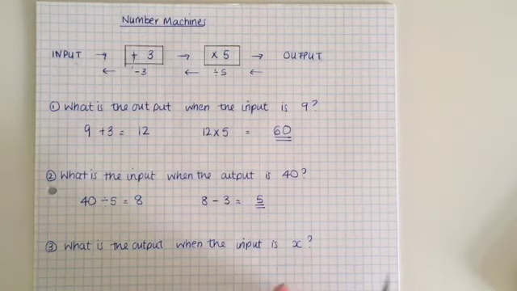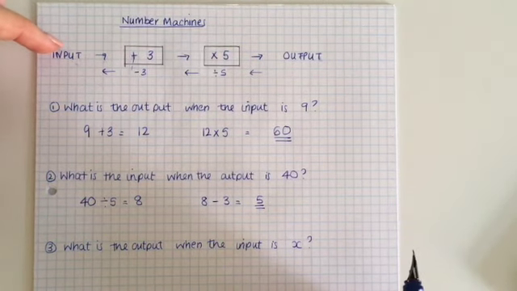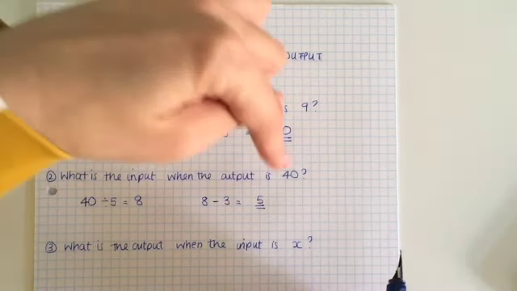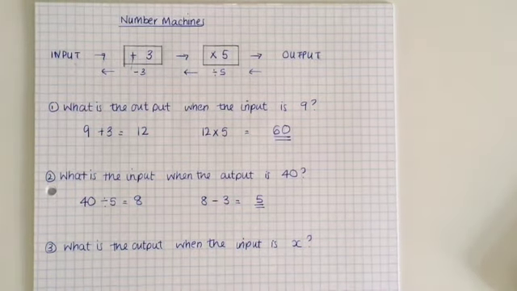Let's double check that that works. Let's put 5 in. 5 plus 3 is 8. 8 times 5 is 40, so that works.